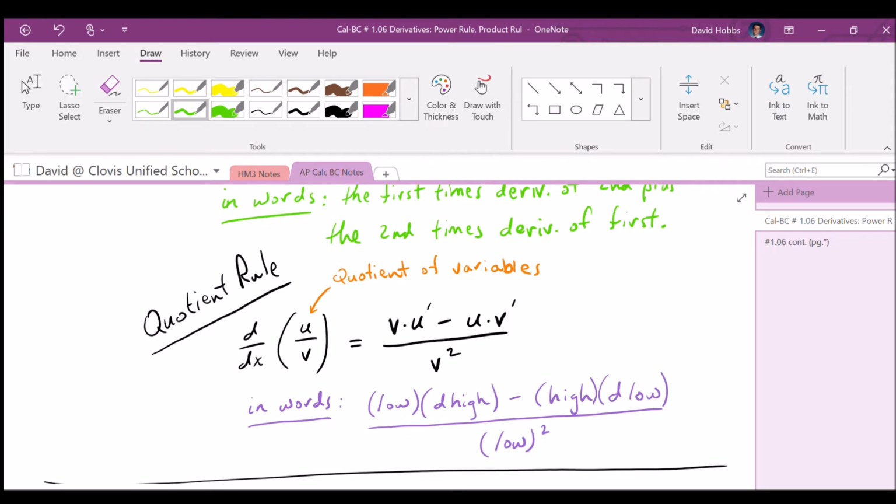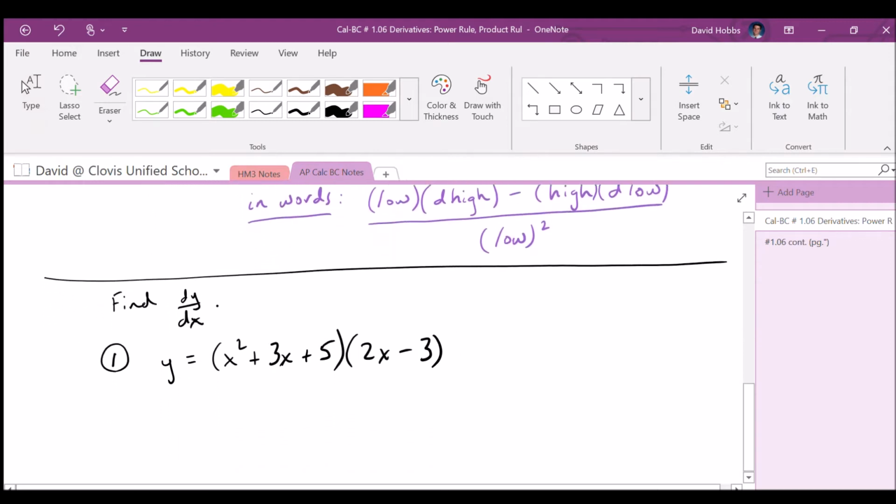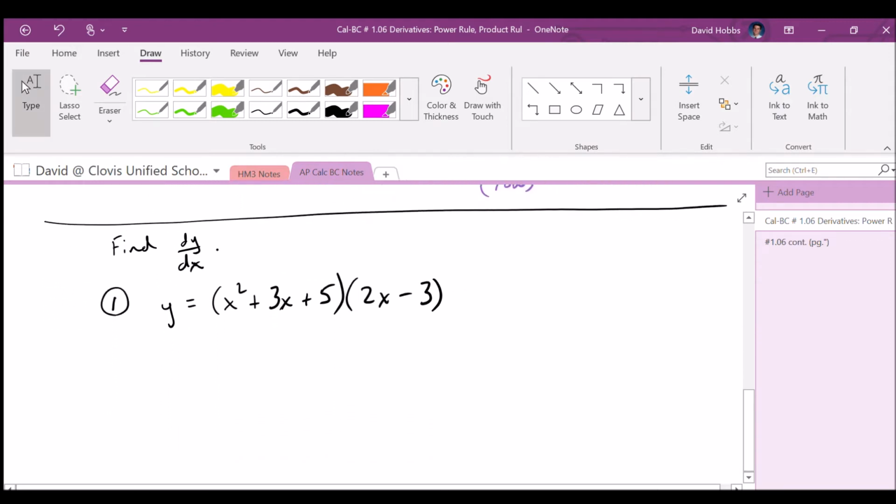And anyway, if you do that a few times, you'll have an easier time remembering that derivative for a quotient. Okay, so 3 examples. We have the rules, we just need to practice them.